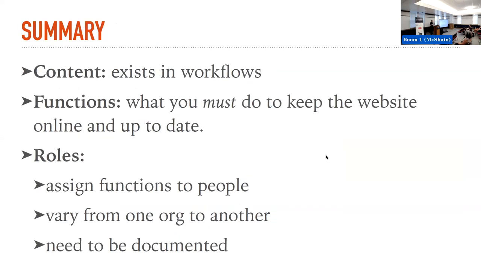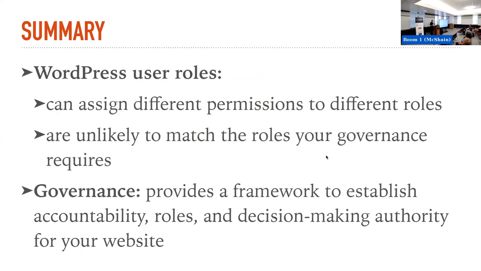So, quick summary of all these things, then we can talk more about how WordPress can solve these things, right? Content is something that actually exists in workflows. Your content is always being born or dying or just malfunctioning terribly. It's always there at some phase. The functions are what you have to do to keep the website online and up to date. And then the roles are the way people actually get that done. They can vary from one org to another, but they really do need to be documented. WordPress user roles can assign different permissions to different roles, but they're not going to match up with the roles your governance requires. So in the end, that governance, that framework establishing authority, accountability, roles, decision-making authority, is a thing that is made of people, not technology.